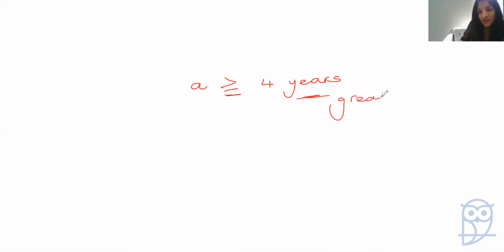Let's clean out this board. Now what if we had a sentence that said, this nursery school takes children who are 4 years old or more? How would we express that? Once again, I'm going to use A to express the age, and I'm going to write 4 here for the 4 years. What would go in the middle? This sign, because it means that the age can be greater than or equal to 4 years old.